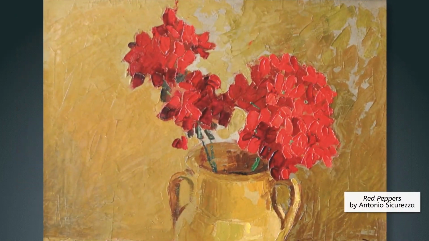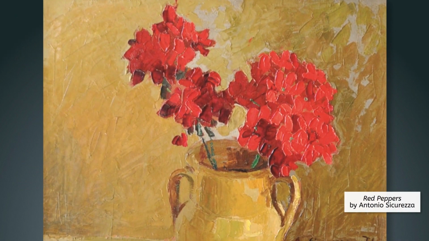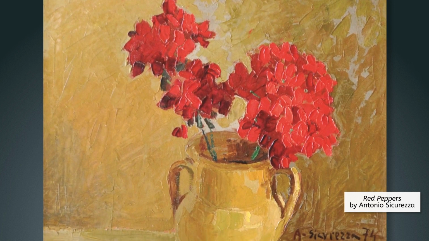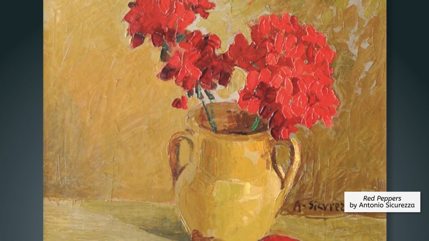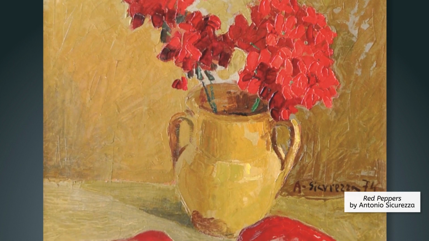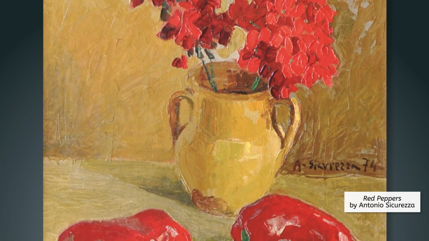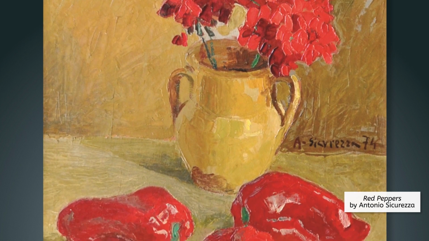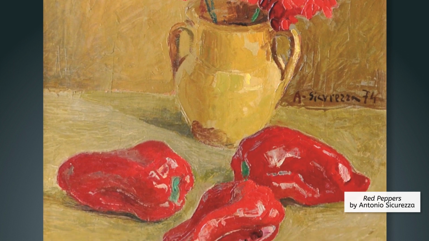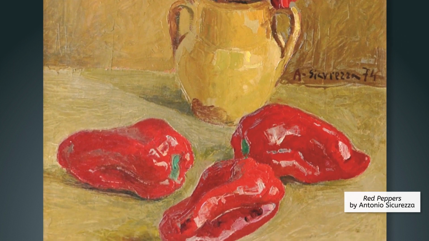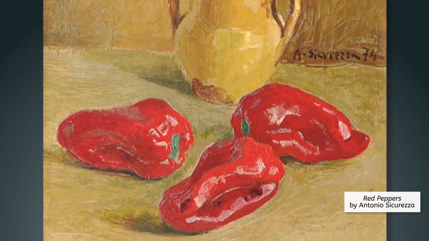In red peppers, organic forms are most present in the peppers and flowers. These forms showcase the beauty and diversity of nature. The irregular forms of the peppers create rhythm in the composition, especially when juxtaposed against the more static form of the geometric table. How do the distinct forms of the peppers and petals highlight the diversity present in nature?